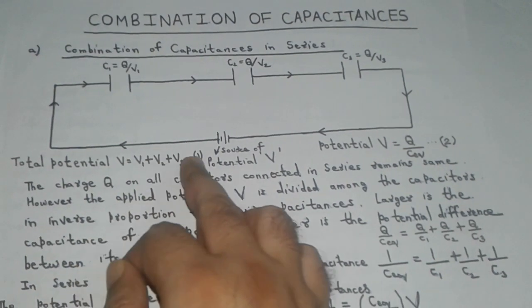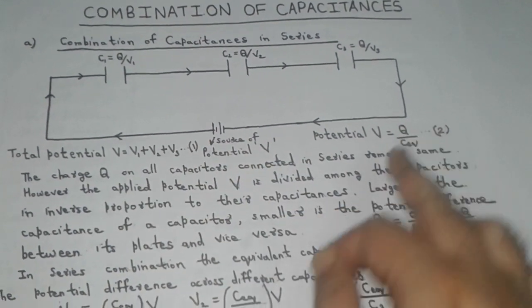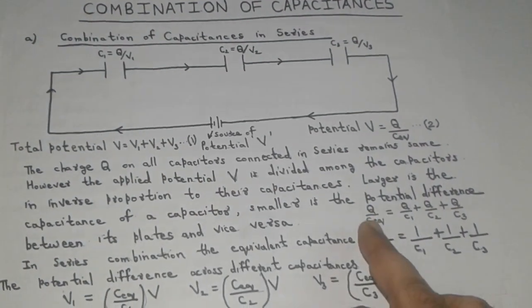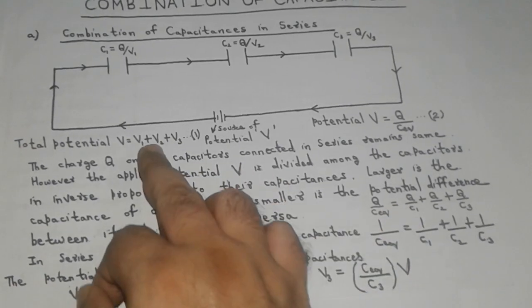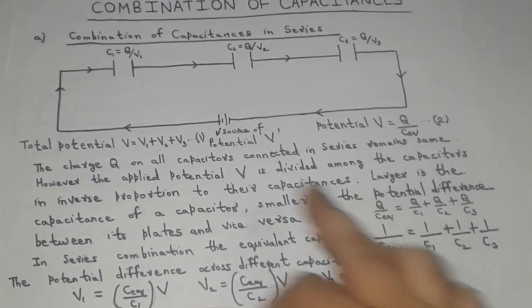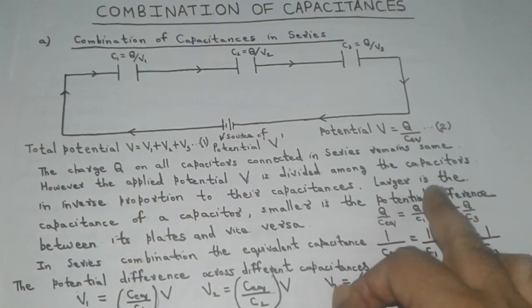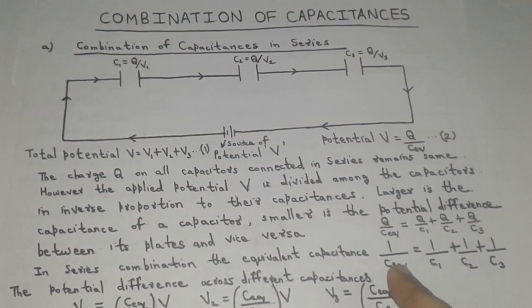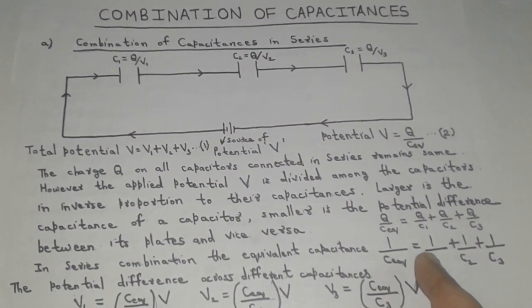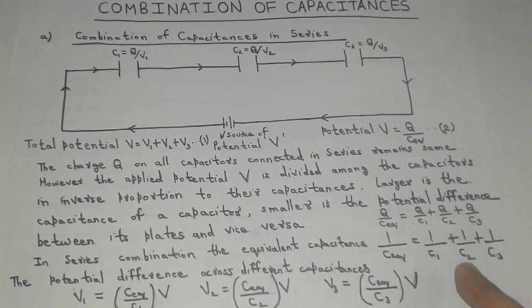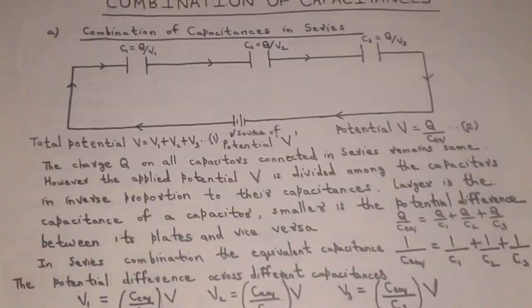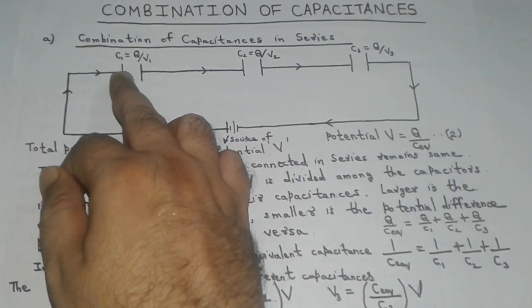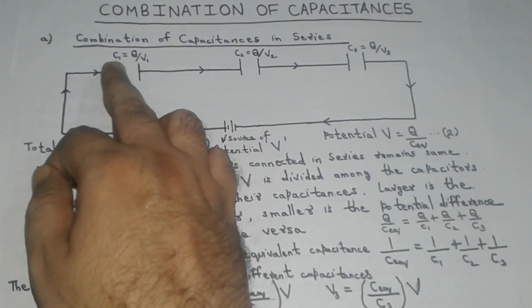So comparing equation 1 and equation 2, in place of V, we can write Q upon C equivalent is equal to V1 written as Q upon C1 plus V2 as Q upon C2 plus V3 as Q upon C3. Or we get 1 upon C equivalent is equal to 1 upon C1 plus 1 upon C2 plus 1 upon C3.